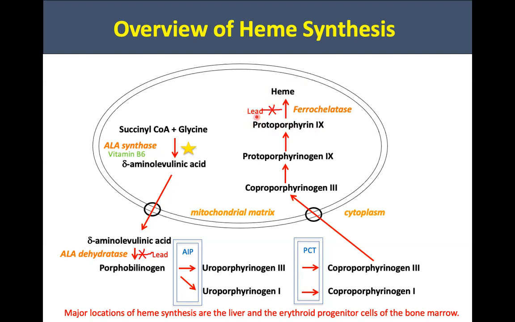Okay, so lead inhibits two enzymes. It inhibits this enzyme over here, ALA dehydratase, and it's also going to inhibit this enzyme over here called ferrochelatase. Okay, this is really important.